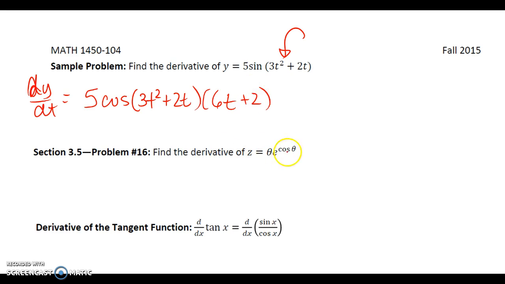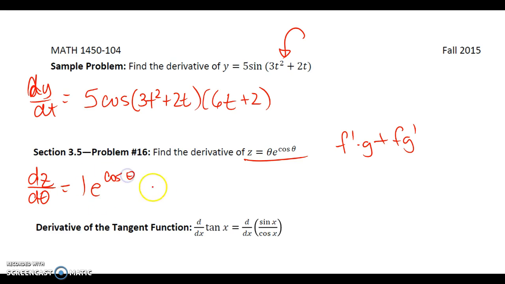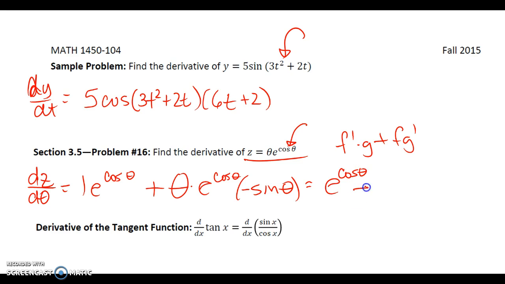All right? Let's look at this one. Now we're using both the chain rule and the product rule. So the product rule is f prime g plus f g prime, right? So dz with respect to theta. First, the derivative of theta itself is just 1, isn't it? So 1 times e to the cosine theta plus f times the derivative of g. Well, e to the cosine theta is going to be e to the cosine theta. Now we have to do the derivative of the inside, the cosine. Derivative of cosine is negative sine of theta, isn't it? So we could rewrite that as e to the cosine theta minus theta sine theta e to the cosine theta, right?